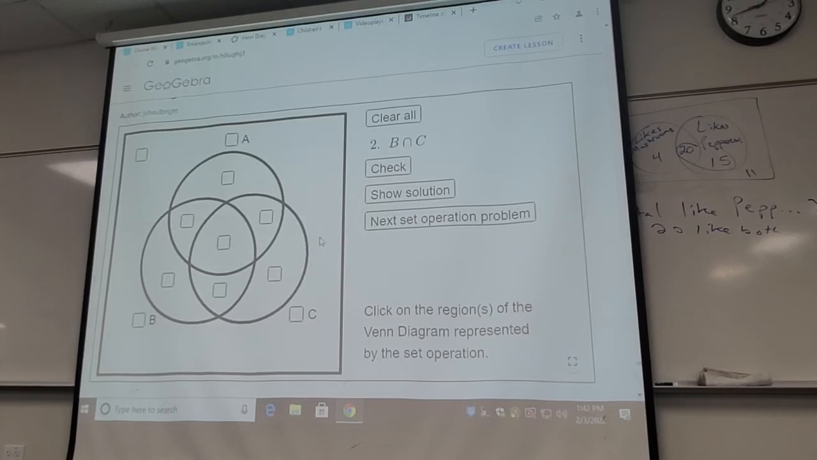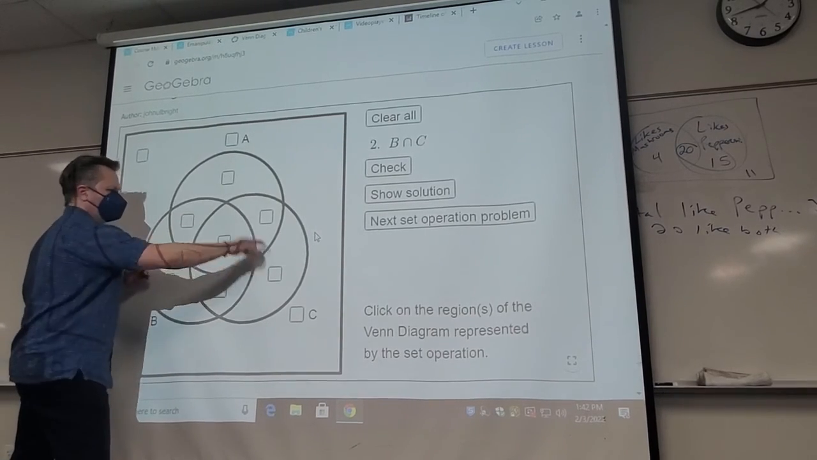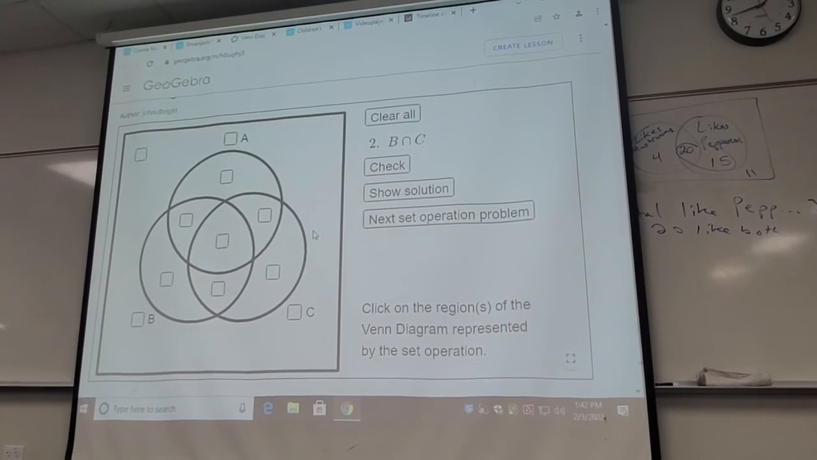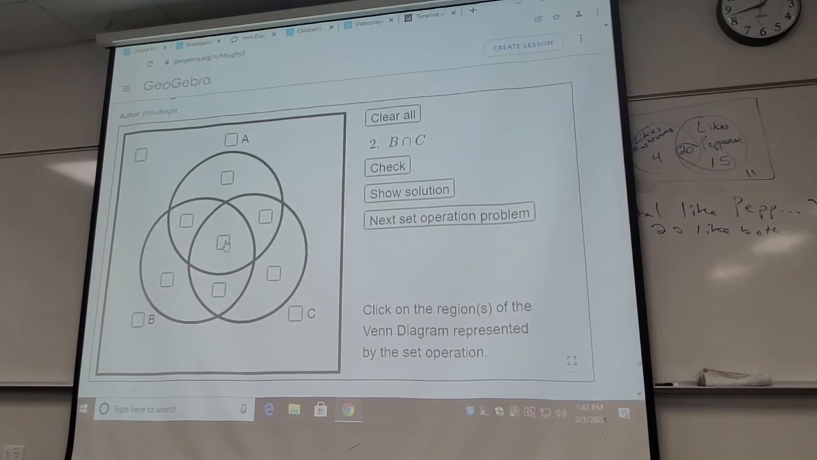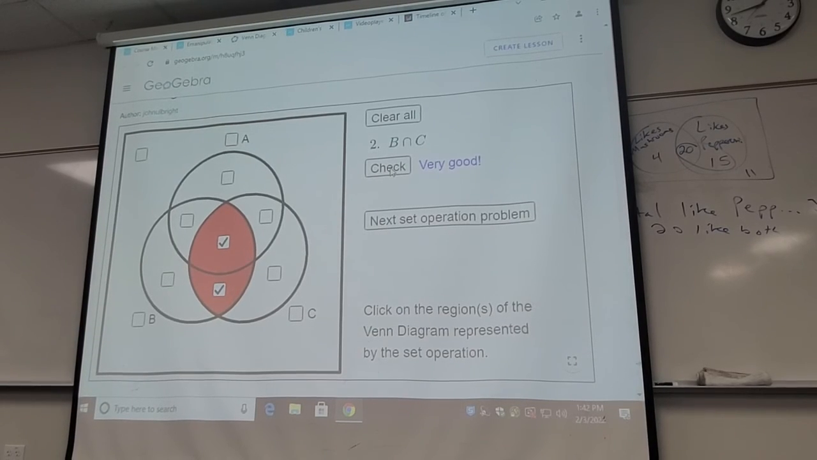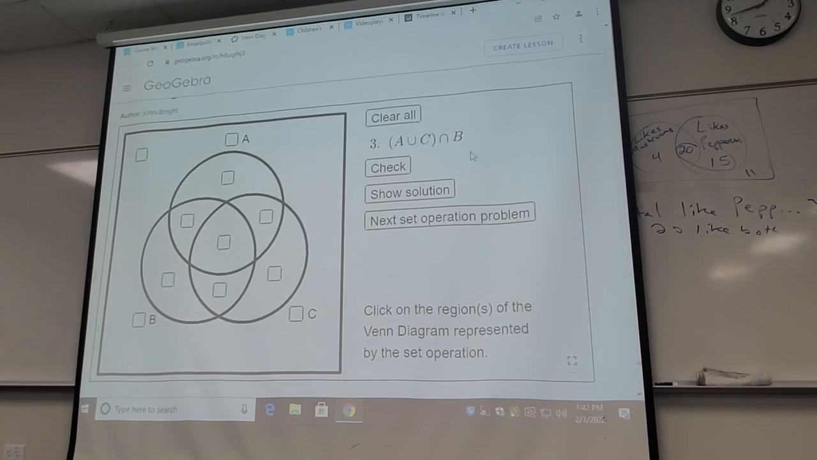I think they get more interesting. B and C, so the intersection. Yeah, so B and C would be here, right? This kind of thing would be kind of nice because you get immediate feedback, right? You're working with it, and it makes more sense to you overall. Let me see, yeah, there we go. Then they get into the triple ones. This gets more exciting.